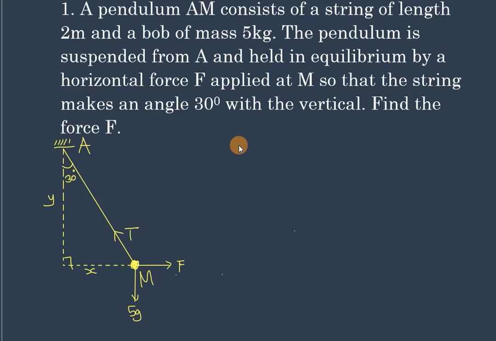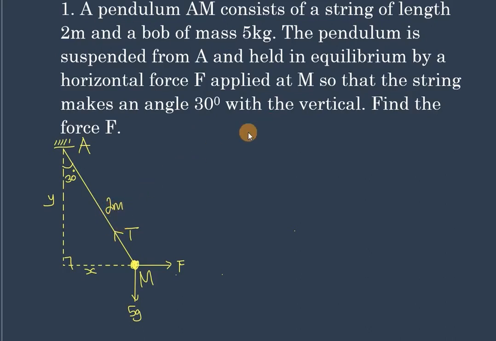Take moments about the point. Let's take moments about A, because what they want us to get is just the force F. So that is not necessary. They don't want us to get T.